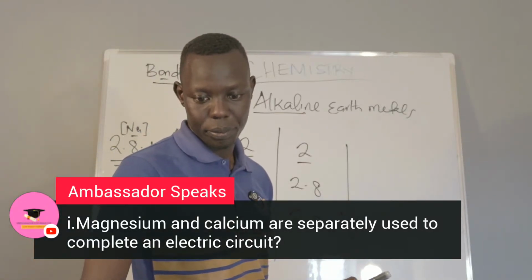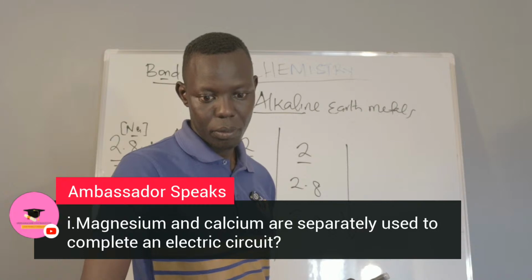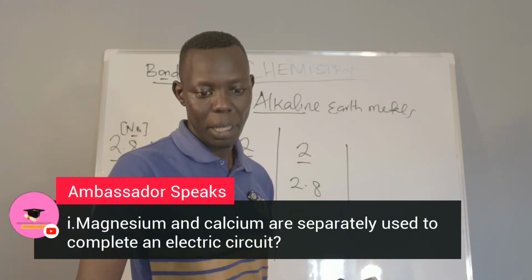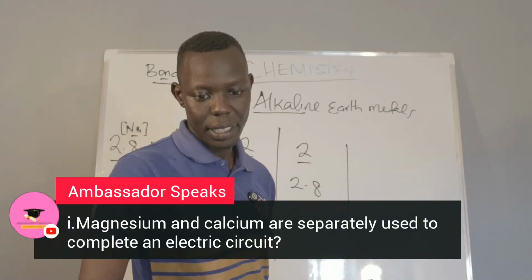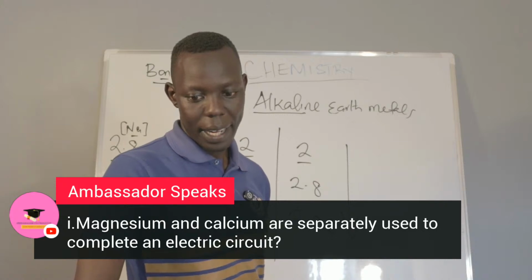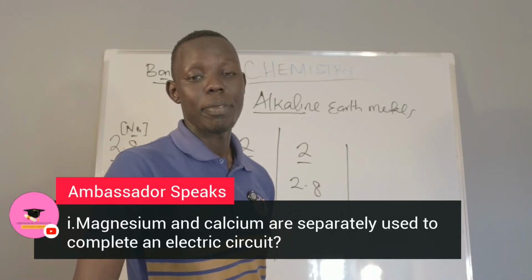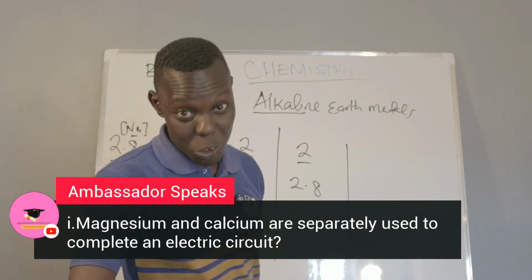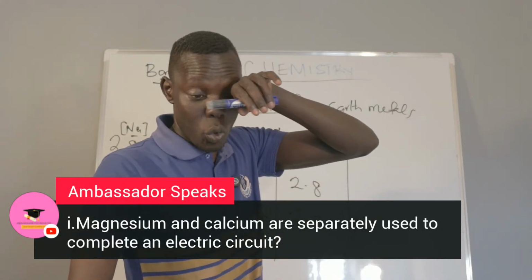Another question. What is observed when magnesium and calcium are heated in air? Let me post that question there. What is observed when calcium and magnesium are heated in air? I will explain that. When magnesium is heated in air, it produces a flame, we call it the blinding flame. A flame that you cannot look at with your eyes because it can destroy your eyes.